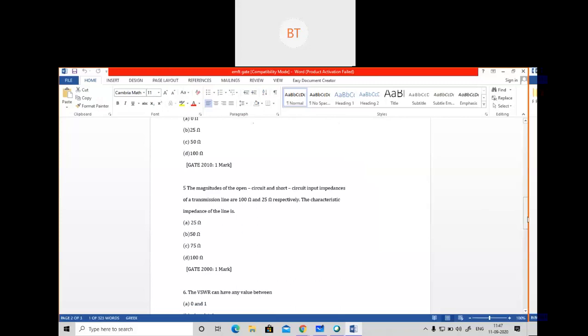So we will deal with the fifth question. The magnitude of the open circuit and short circuit input impedance of a transmission line are given as 100 ohm and 25 ohm respectively, and they are asking you to calculate the characteristic impedance of this line. They asked this question in GATE 2000 for 1 mark. Please tell me what you are thinking, what is your view on this question?